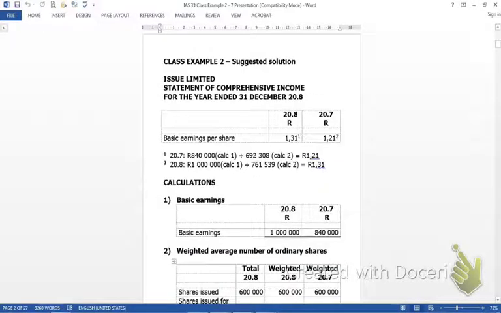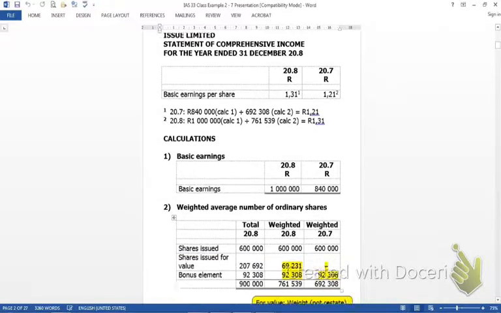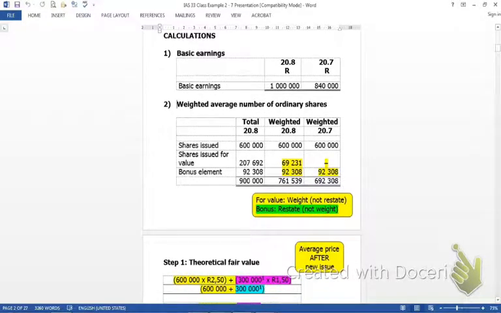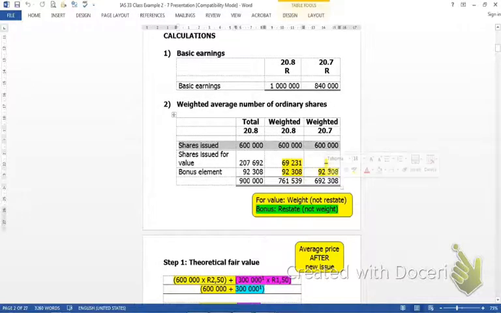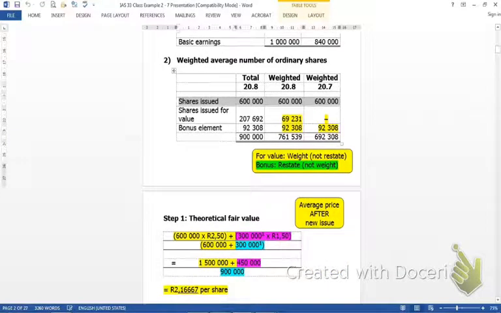Let us turn to the solution, class example 2. If you look at the bottom, the first thing we want to calculate is the weighted average number of ordinary shares. Now the shares issued were the 600,000 shares for 20.7, 20.8 and also the total is 600,000. Now we want to calculate that portion that I've highlighted there as well as the bonus element. So how do we do that?